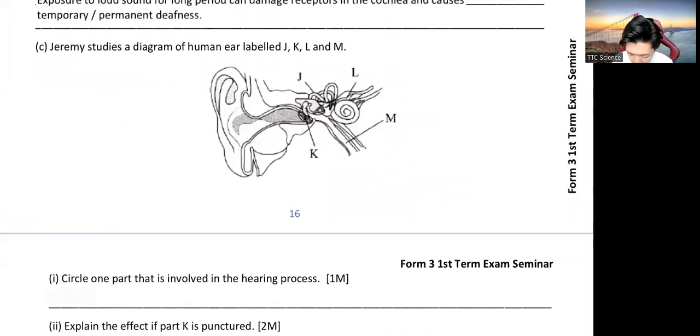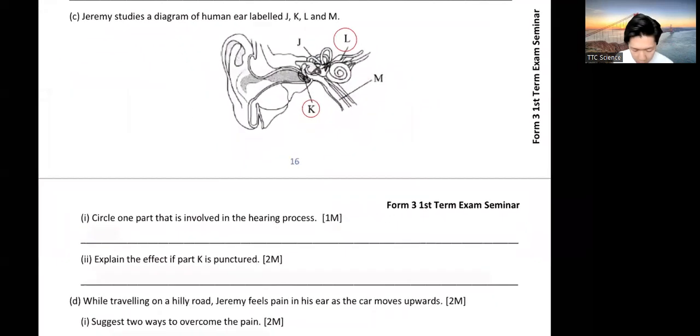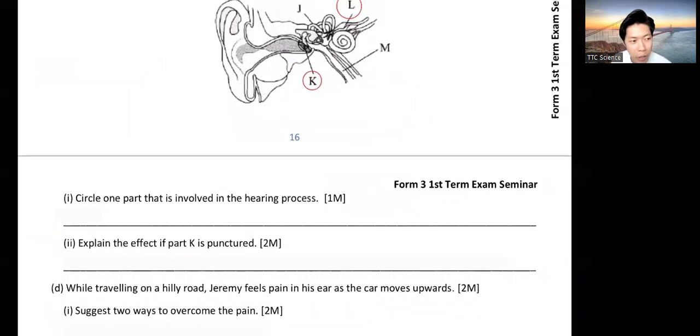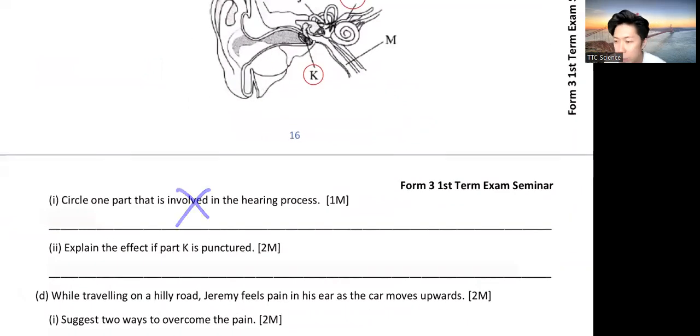So that's definitely not the semicircular canal. This one is not hearing, the eustachian tube is not hearing. This is what we just mentioned. So it's either K or L. Either one, okay, up to you. Then no need to write on the line. It's okay. Right, question 2.